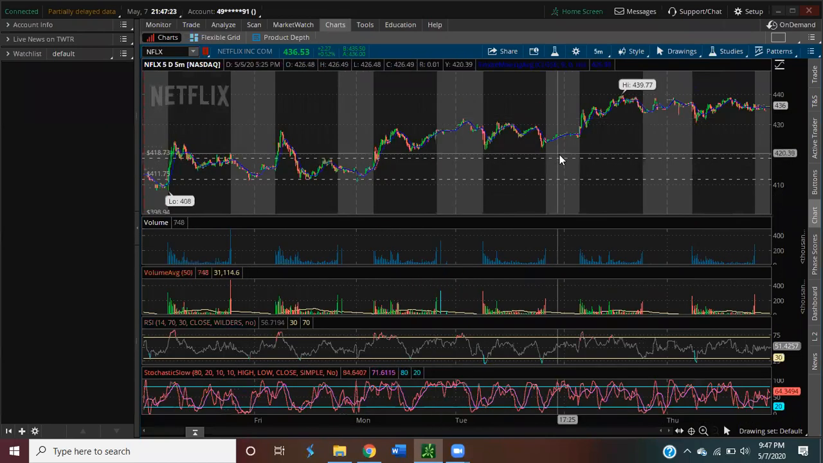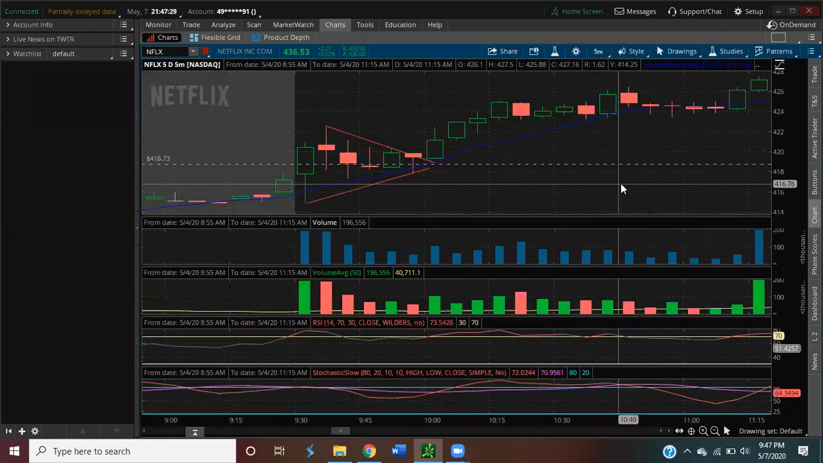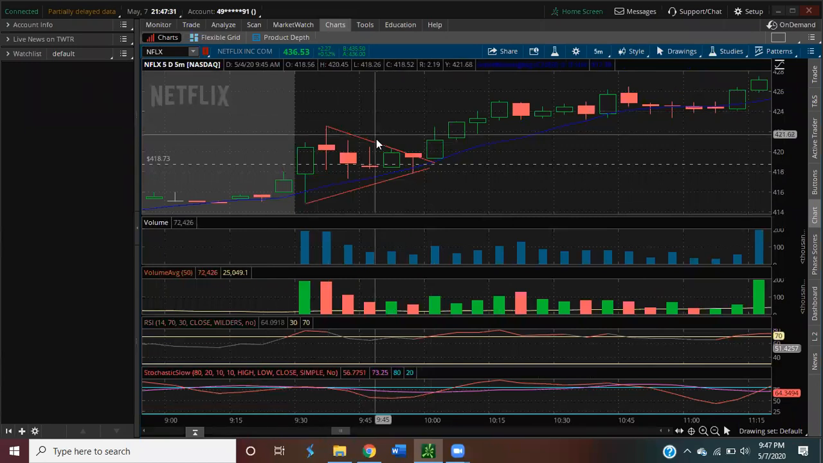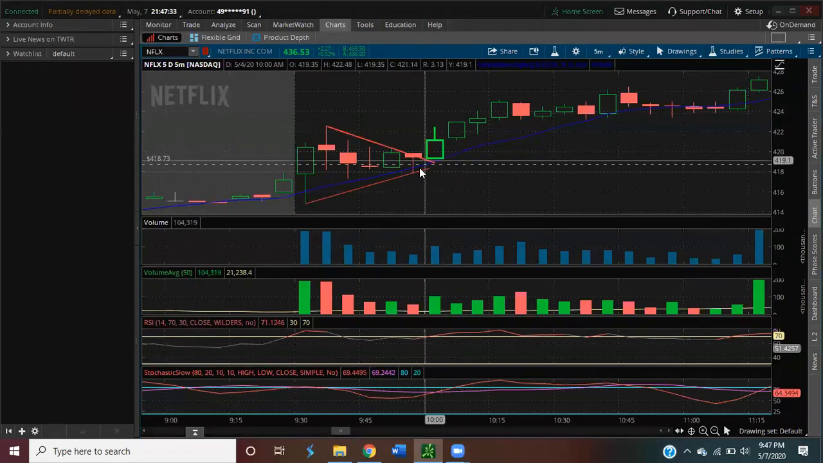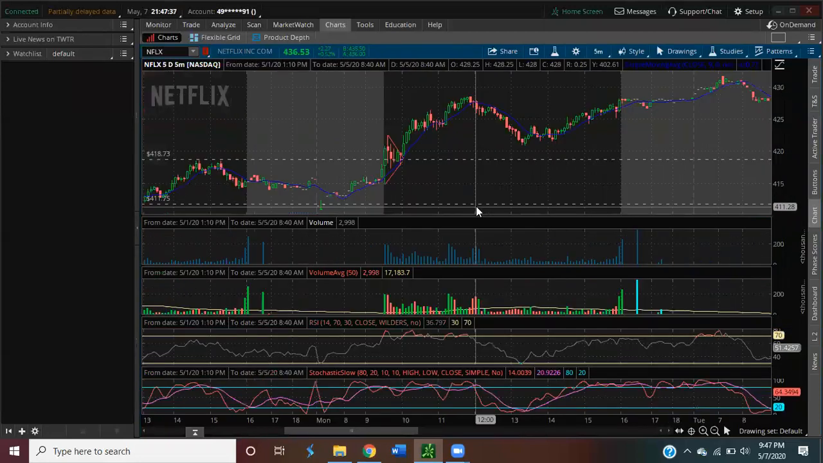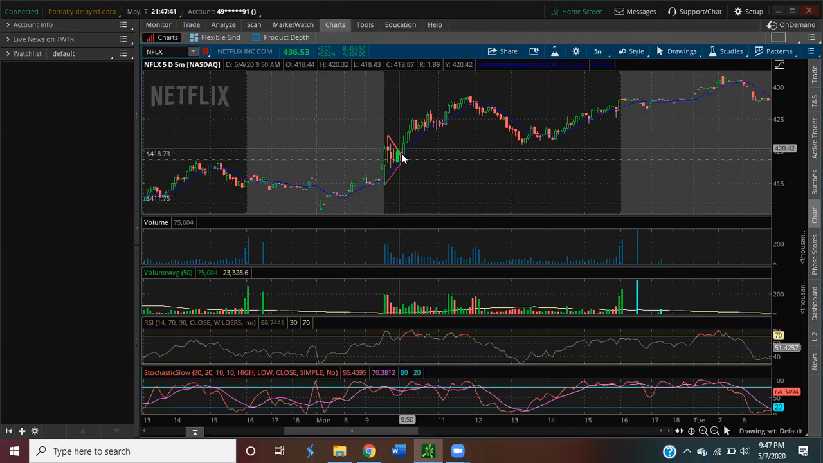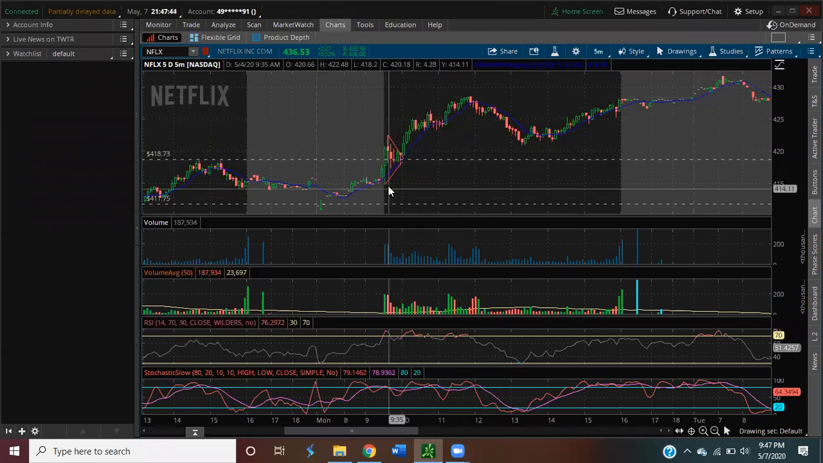So you'll start noticing this the more that you look at it and study it. This is a pennant pattern, which most of the time is going to break above or break below, depending on where you find it. Since Netflix had pushed up and then formed this pattern, it is going to break upwards most of the time.